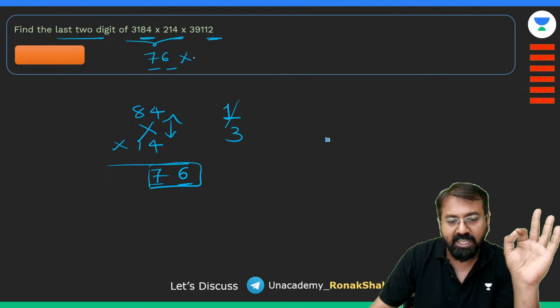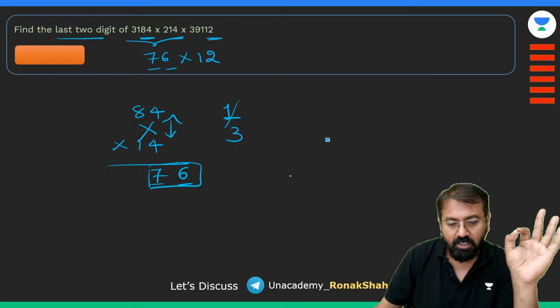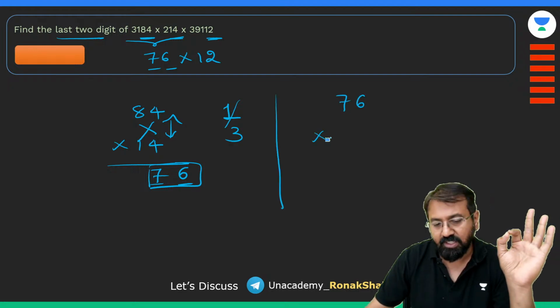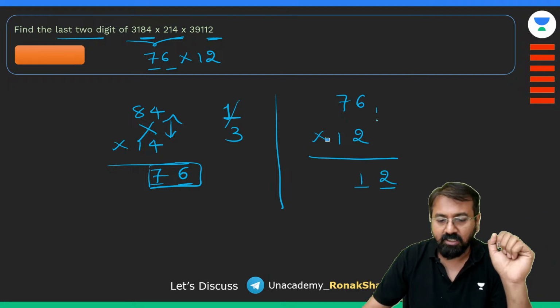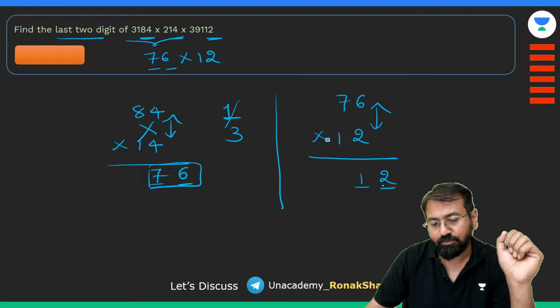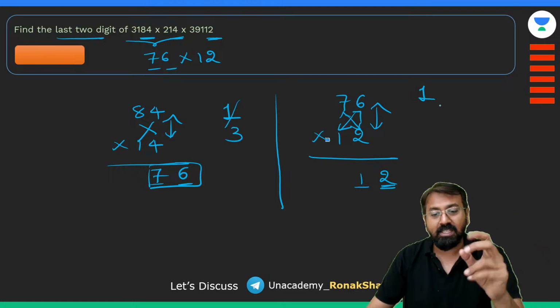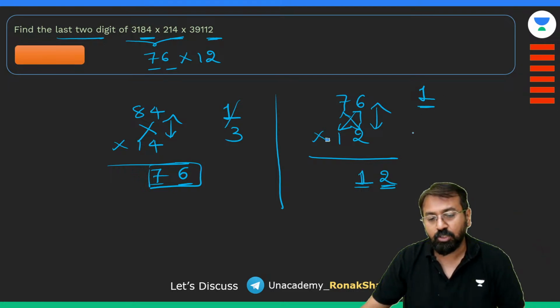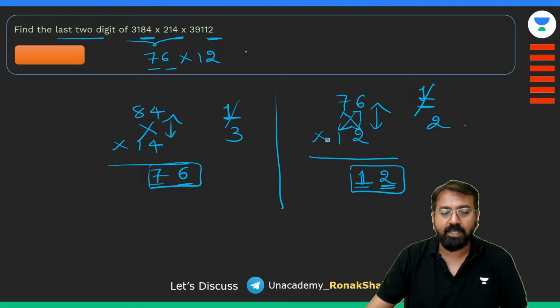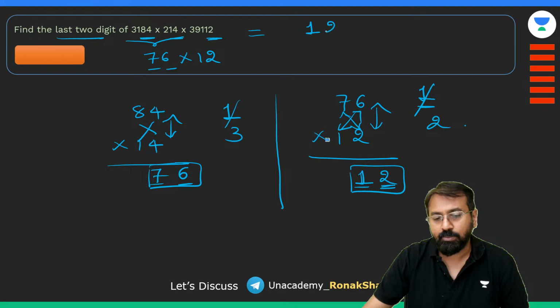So now you will multiply it with 12. Okay, so just multiply 76 with 12 and you will get the last two digits as 12 itself. Do it, guys. 6 2s are 12, so 2 over here, 1 is your carry. 7 2s are 14 plus 6 1s are 6, 14 plus 6 20 plus 1 21. So 1 over here, 2 will be your carry and so on and so forth. So our last two digits will be 12 itself. So the final result will be 12.